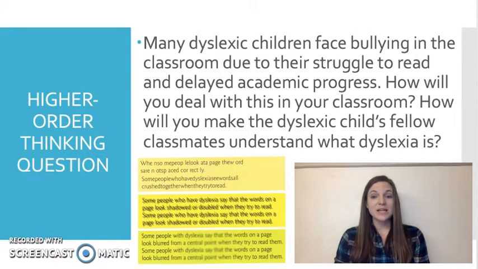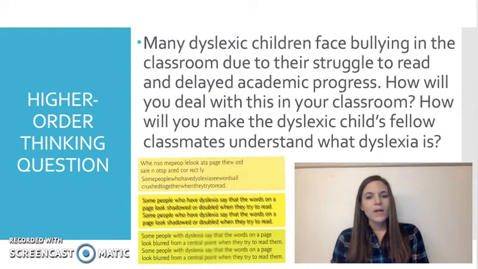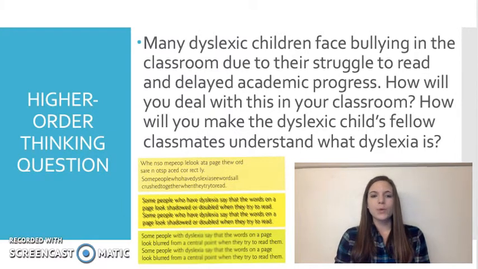Now that we have discussed dyslexia at length, let's discuss a higher order thinking question. Many dyslexic children face bullying in the classroom due to their struggle to read and delayed academic progress. How will you deal with this in your classroom? How will you make the dyslexic child's fellow classmates understand what dyslexia is?